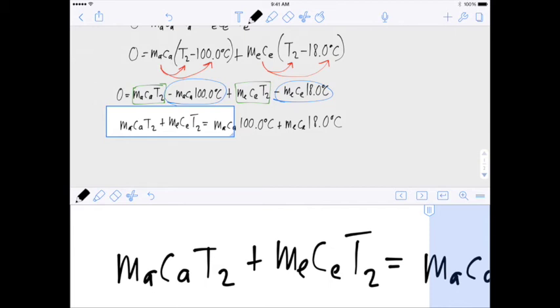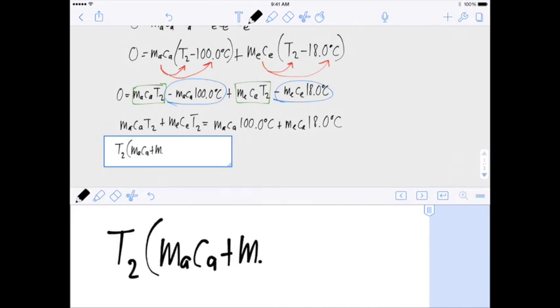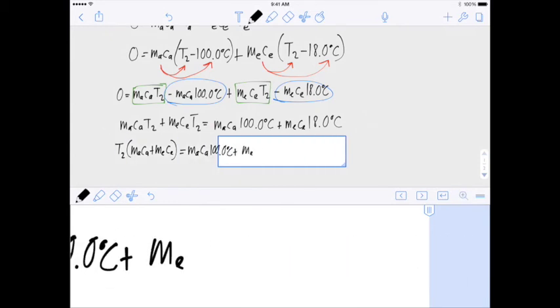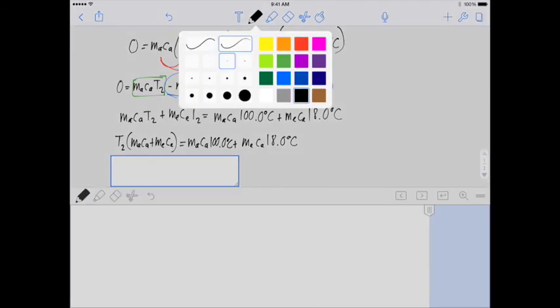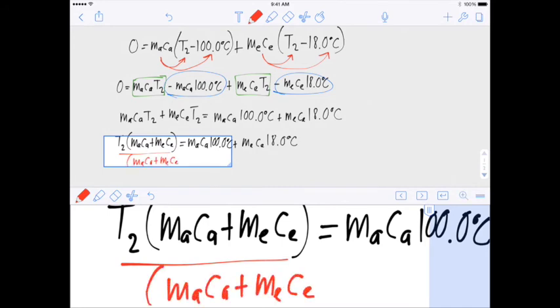So at this point, we're going to factor. So we'll factor T2 out. We have T2 times MACA plus MECE is equal to MACA 100 degrees Celsius plus MECE 18 degrees Celsius. Now to solve for T2, we're going to divide both sides by this term here, which is MACA plus MECE.